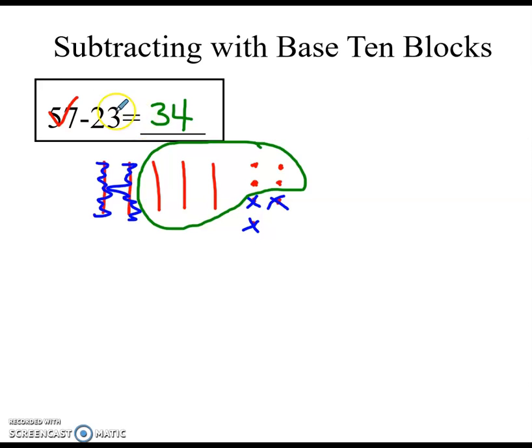Okay? I've seen some students make mistakes where they do 57 base 10 blocks and then they draw another 23 base 10 blocks and then they get confused because now they have much more than they need. Okay? Don't forget too, 5 is actually 50 and 7 is ones. And this 2 is actually 20 and this 3 is ones. Okay?